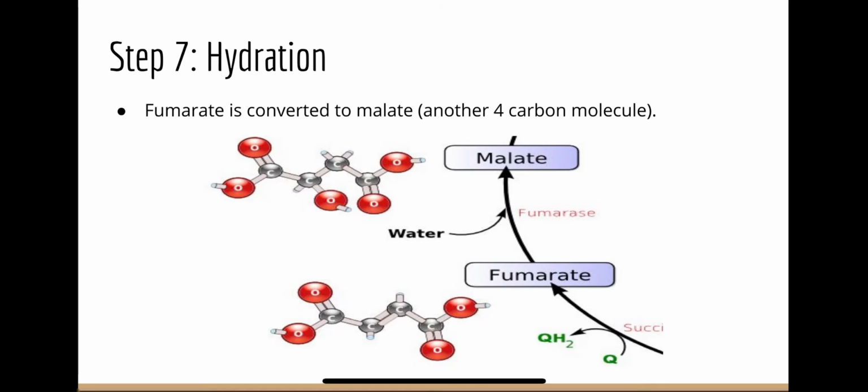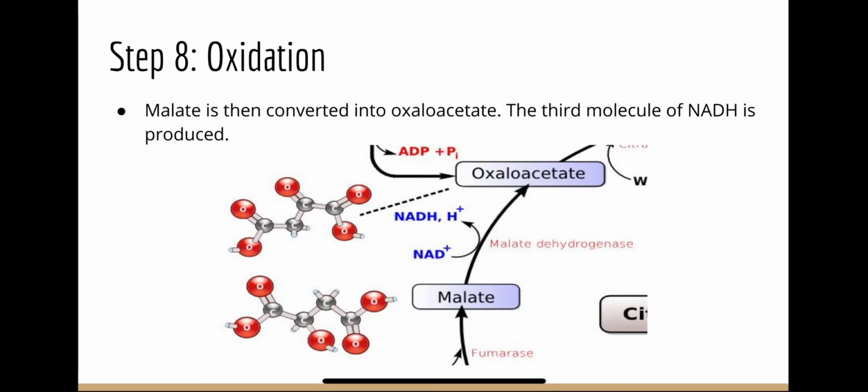Step 7. Hydration. So fumarate will be hydrolyzed by water and converted into malate. Finally, the last step, step 8, oxidation. Malate will undergo oxidation for the last time and is oxidized by NAD+, and then it will convert into oxaloacetate. By that time, the third molecule of NADH is produced.